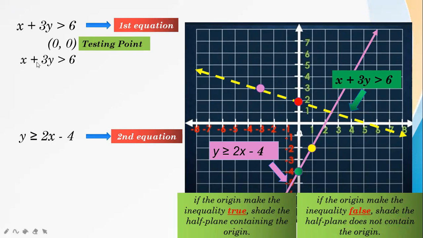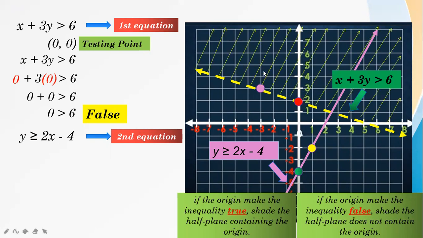So therefore, we have x plus 3y greater than 6. Then your x is 0, your y is 0. Then simplify, we have 0. Then 3 times 0 is 0. And then you add, and therefore we have 0 greater than 6. Now, is 0 greater than 6? The statement is false. And if the statement is false, shade the half plane that does not contain the origin. So does not contain the origin. And therefore, this will be your shaded half plane or the shaded region.